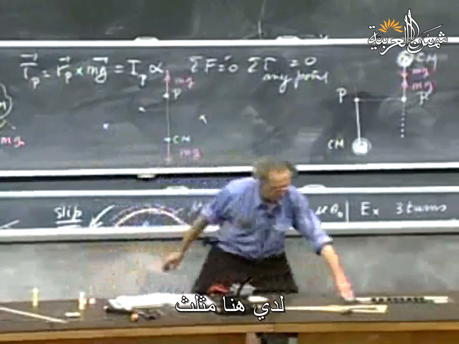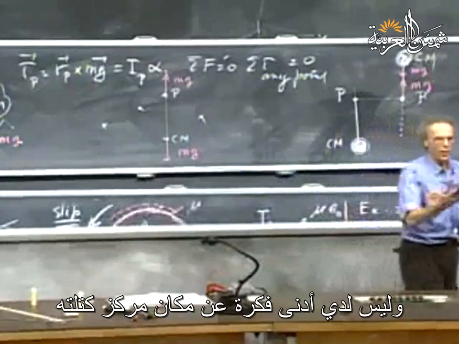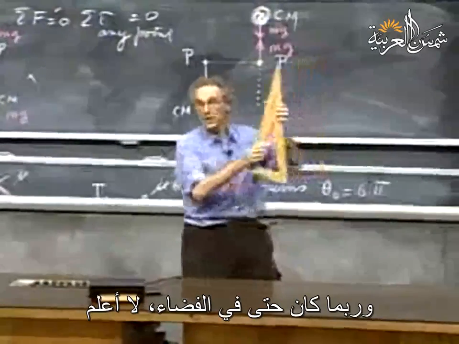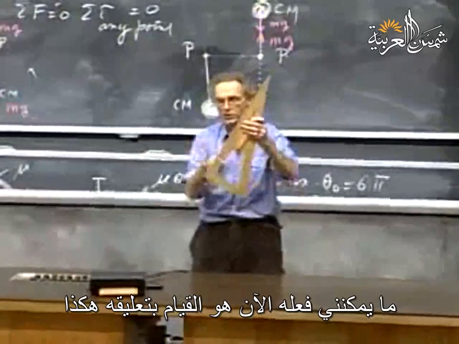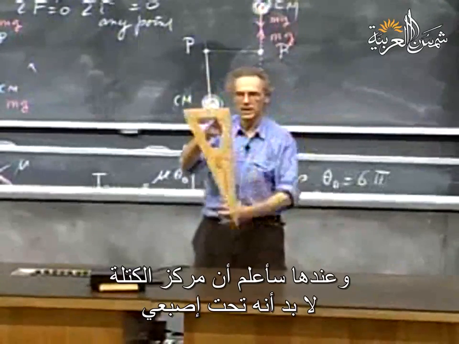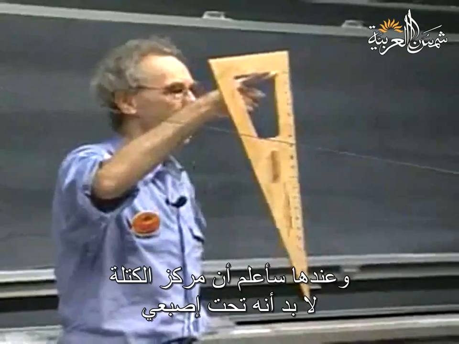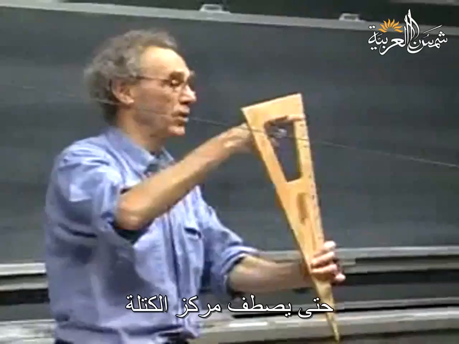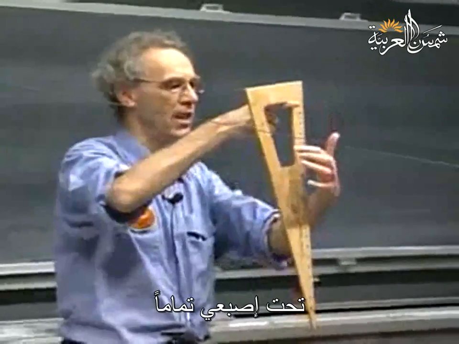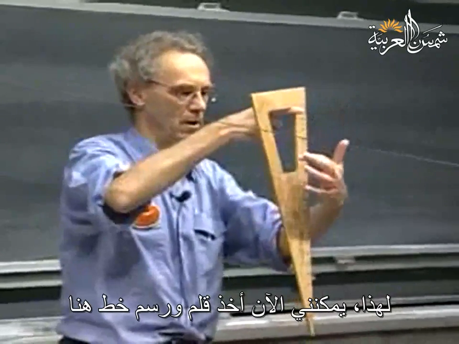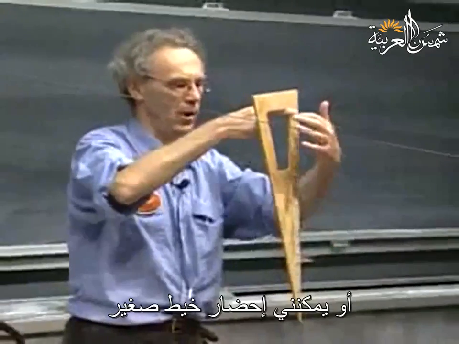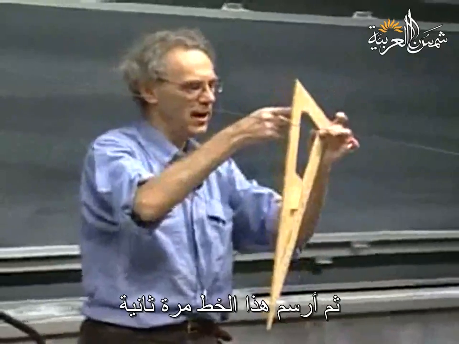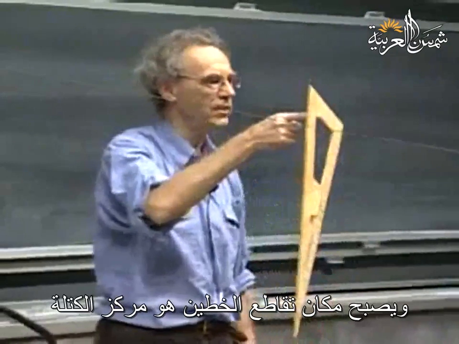I have here a triangle, and I have no clue where the center of mass is. It may be somewhere here. It may even be in open space. I don't know. What I can do now, I can suspend it like this, and I know that the center of mass must be below my finger. Did you notice? It's actually rotated, so that the center of mass lines itself up precisely below my finger. So I can now take a pencil and draw a line here, or I can have a little string, and now I can change my finger to here, and I can again draw this line, and where the two intersect is the center of mass.